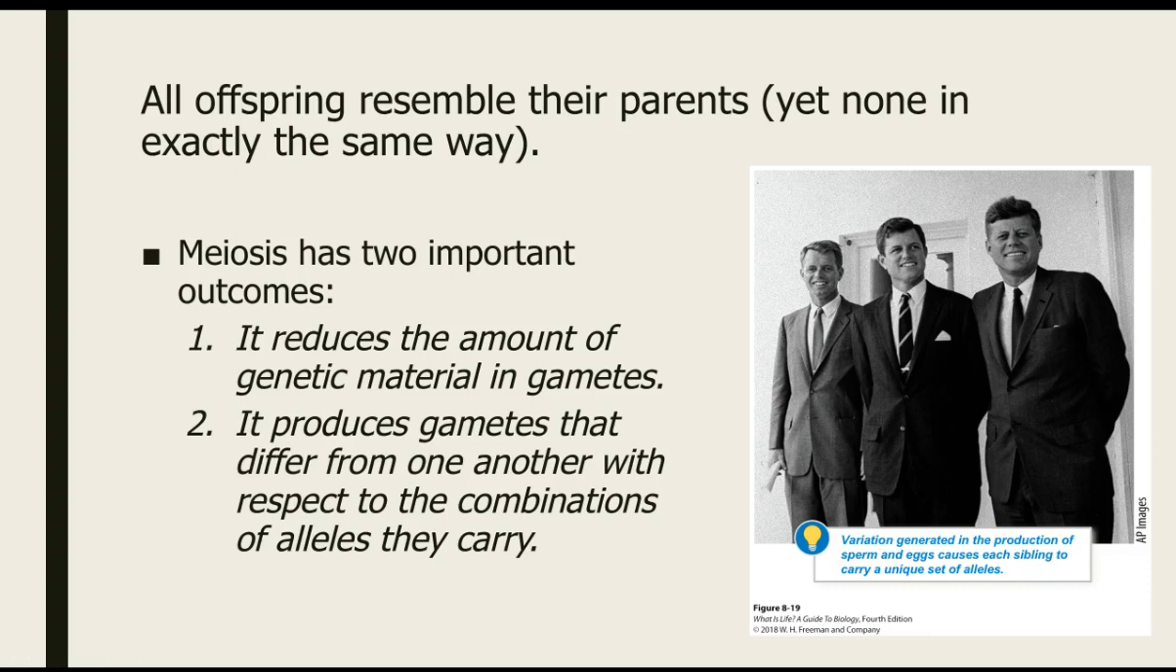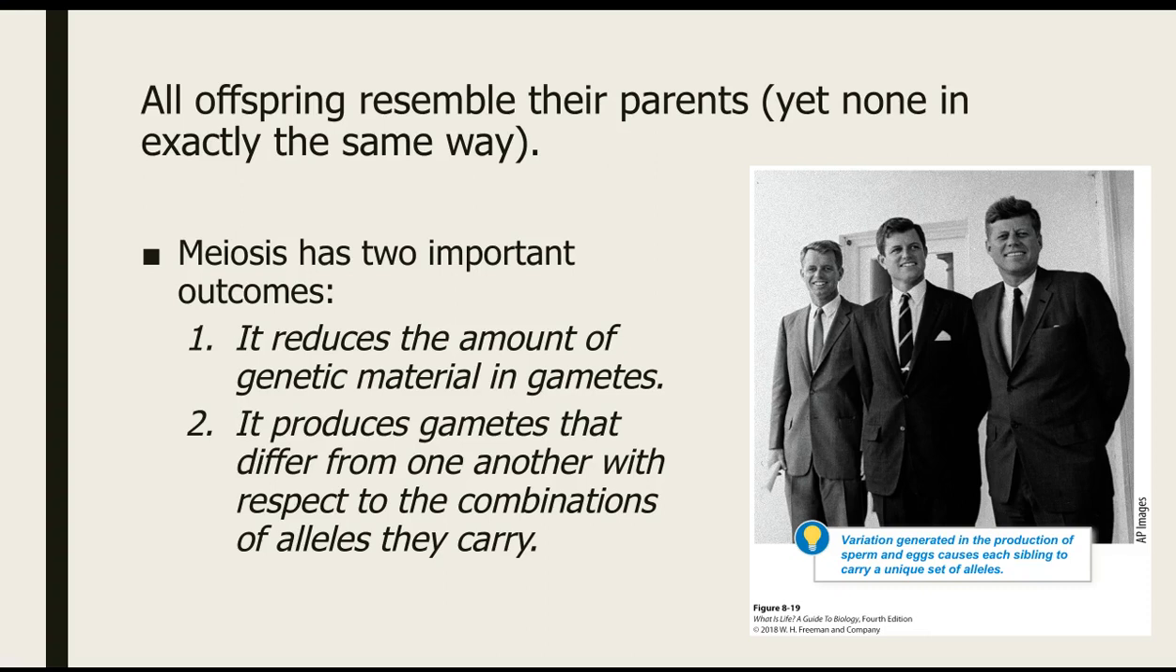We know that individuals resemble their parents, but they don't resemble their parents exactly, because you get half of your information from your mom and half of your information from your dad. So there's two big things that happen here in meiosis, and each of them happens in a different stage of meiosis.